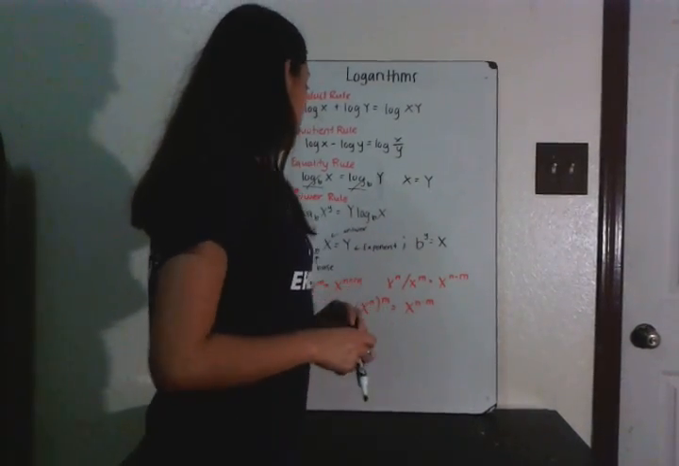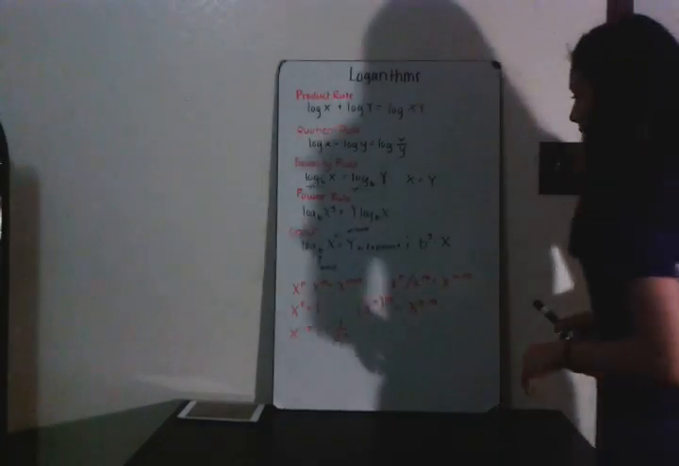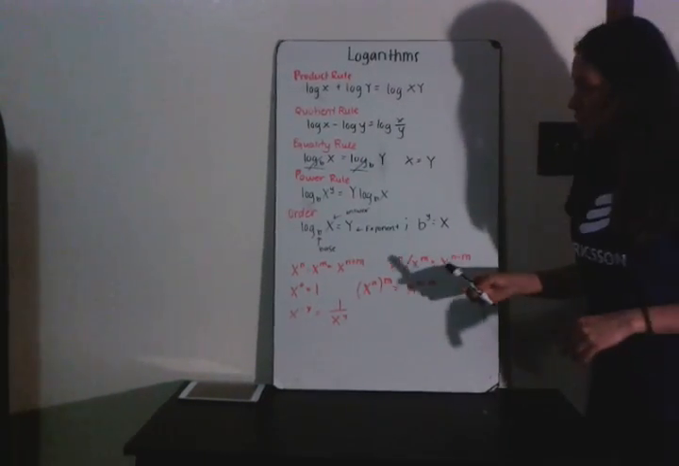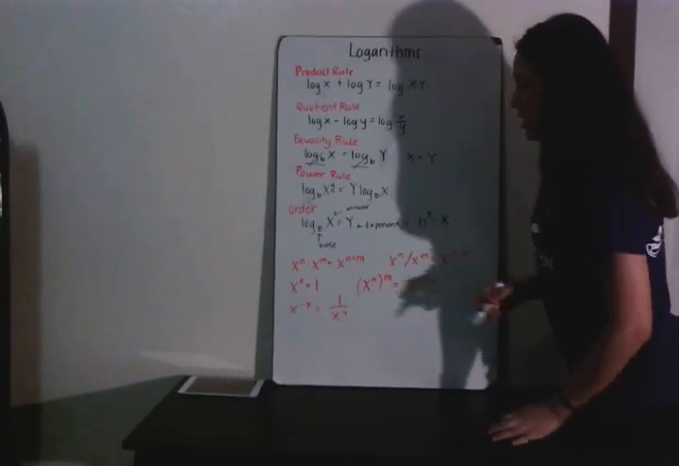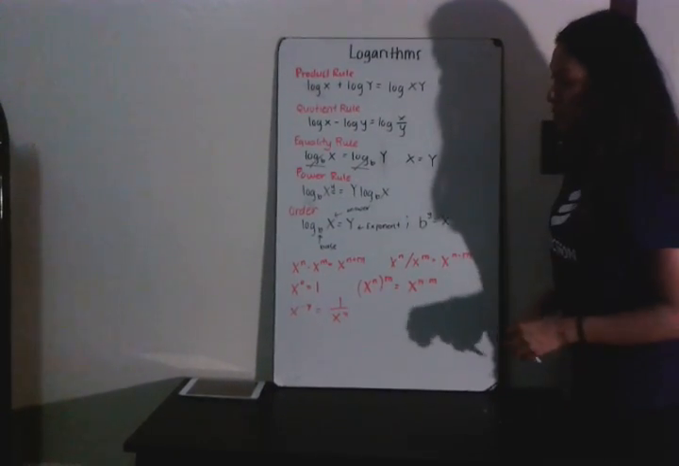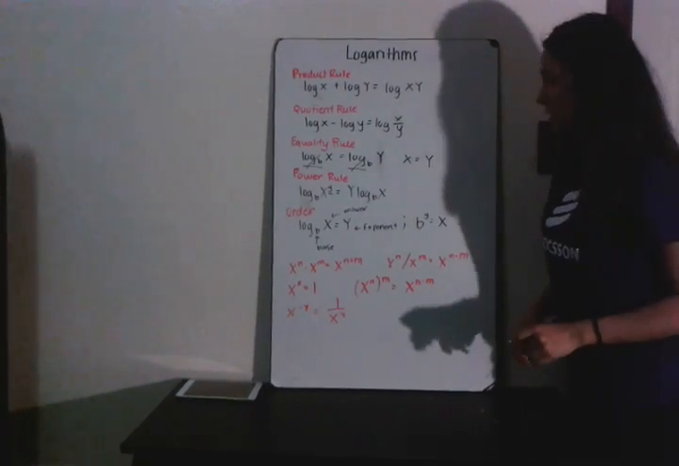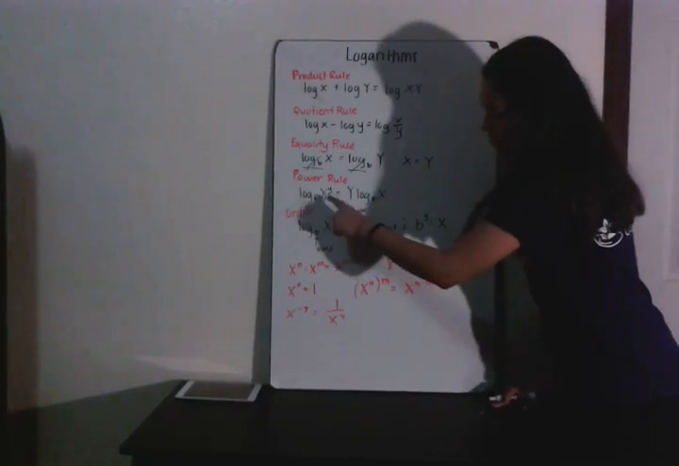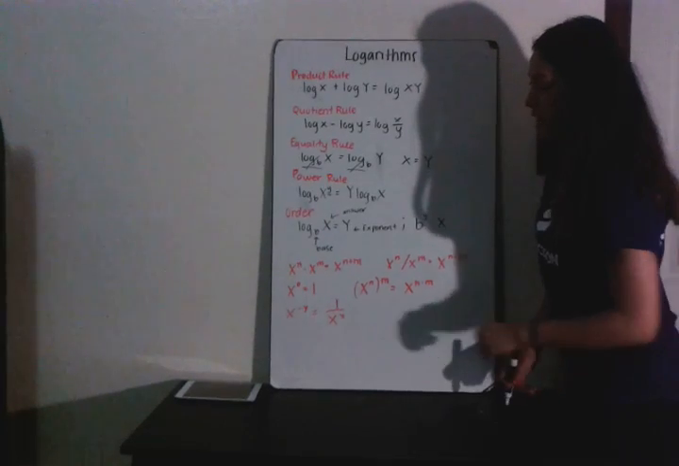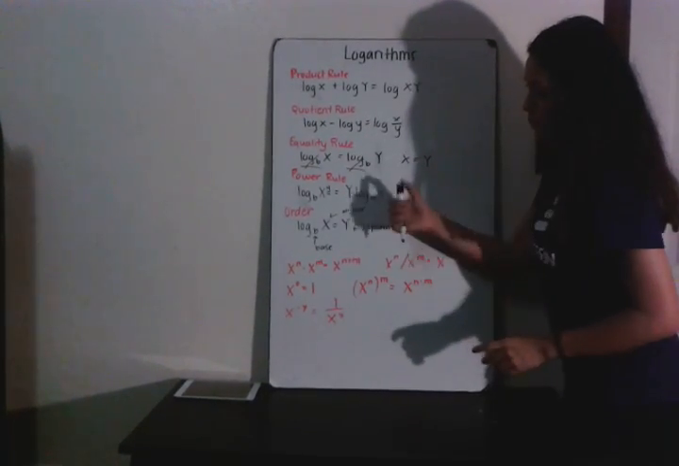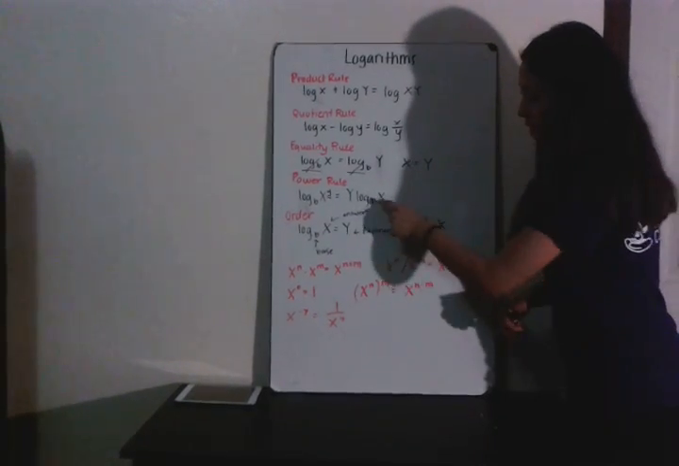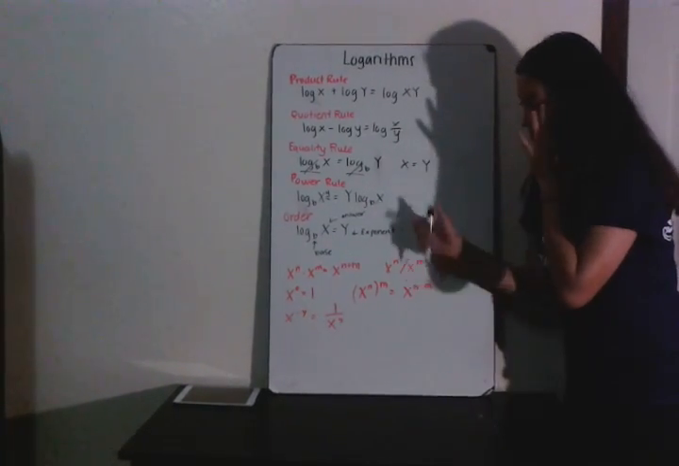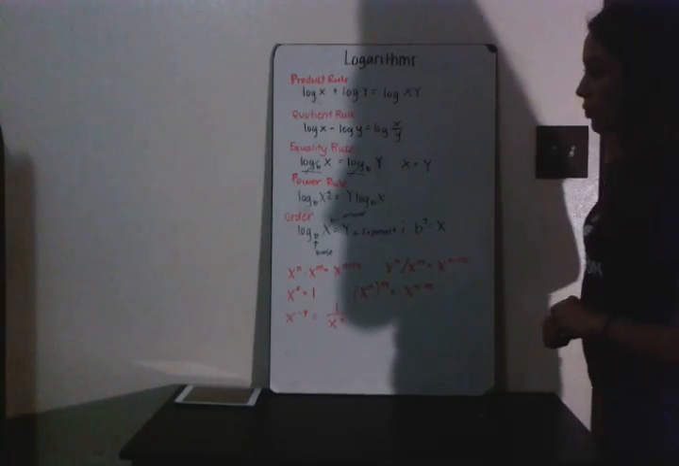The next one is the power rule. The power rule is saying that when you have an exponent on the number, that means that it's also a coefficient. So you can go ahead and rewrite that to just condense it. You're going to say log base b of x to the power of y is equal to y, which is from the exponent, the coefficient, times log base b of x. Sorry, of x.